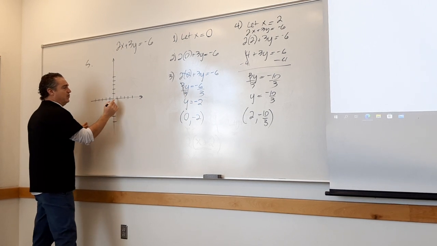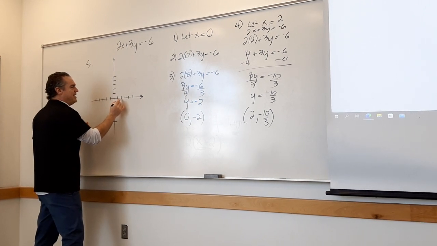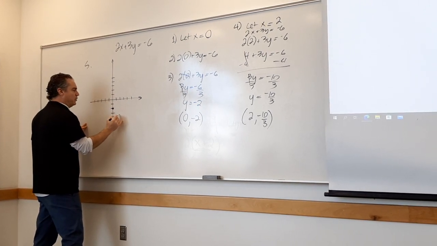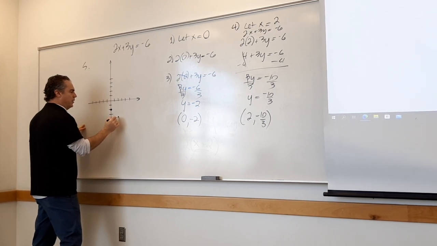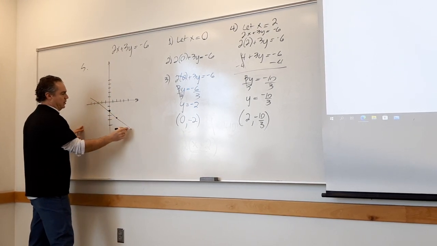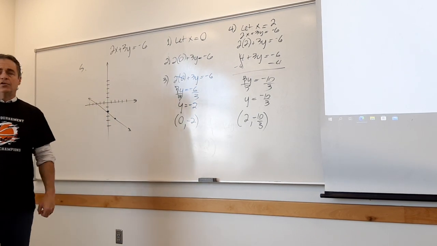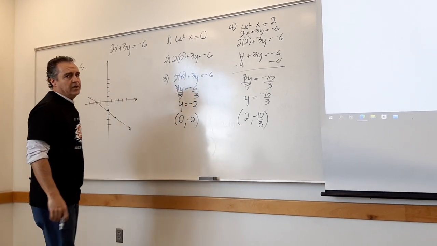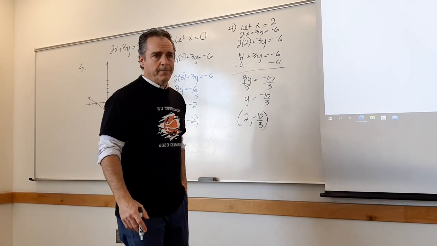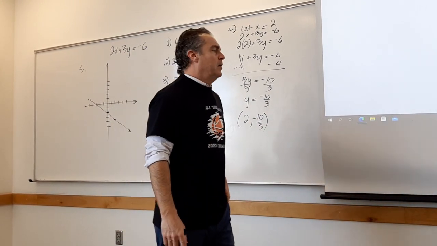My next point is 1, 2, and negative 1, 2, 3, and about 1/3 right there. I connect them, and there's my line, and I'm done. I just graphed the equation 2x plus 3y equals negative 6. Okay, you cool? Okay. Listen.